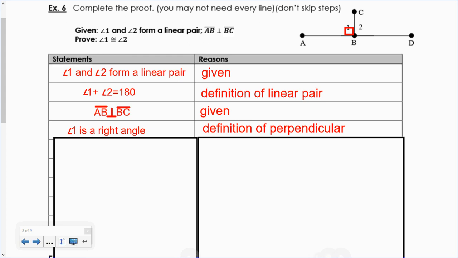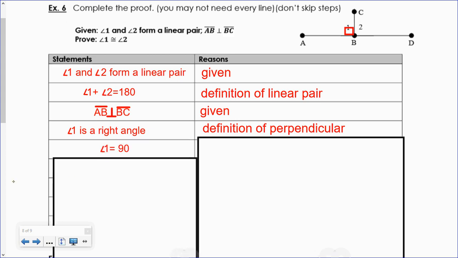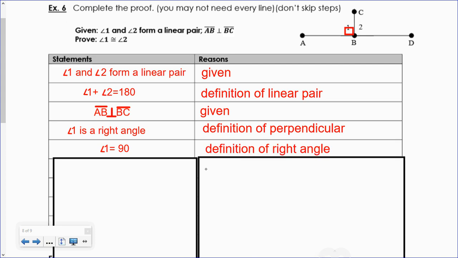So I know that angle 1 is a right angle. Now what can I conclude, since I know what a right angle is? It's 90 degrees. So now I can say angle 1 is 90, because that's the definition of a right angle. You have to break it up. Can't make too many assumptions or jumps. Alright, so that's both of my givens.